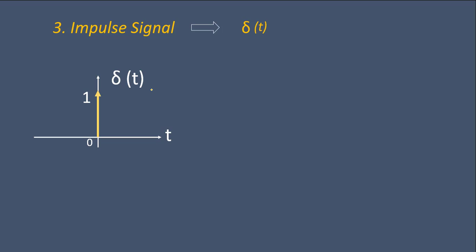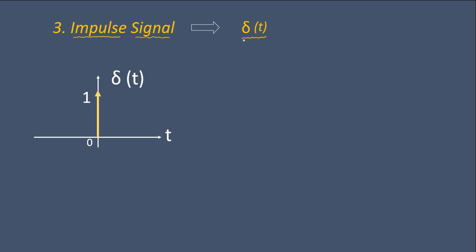Hello everyone, and in the last lecture we discussed the second basic signal, which was the ramp signal, and we also discussed a few examples on the ramp signal. In today's session we will discuss the third basic signal, which is the impulse signal, given by del of t. So del of t is called the impulse signal.